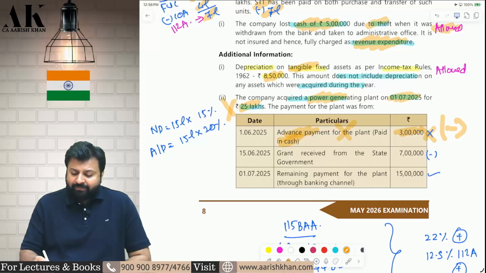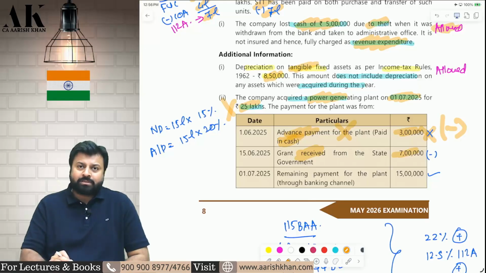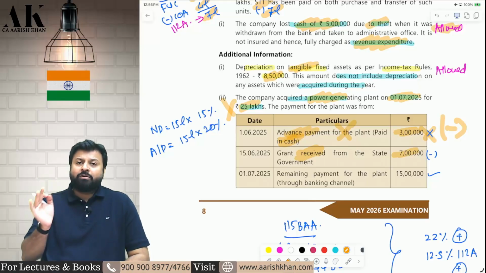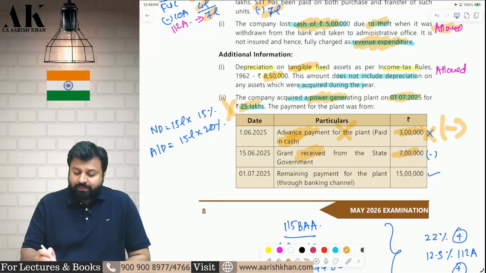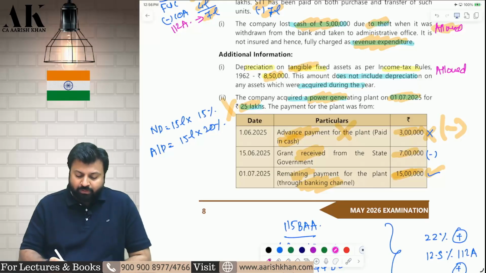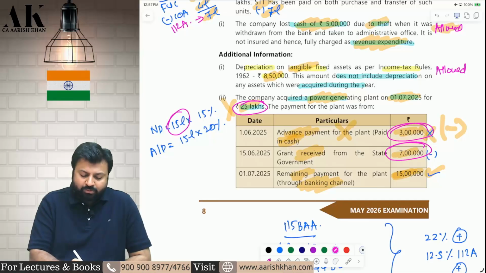Then out of this 25 lakhs, 7 lakh is given as a government grant. So government grant should also be reduced from actual cost, as per Explanation 10 to 43(1). Any amount which is met by any person should be reduced from actual cost as per Explanation 10 to 43(1). Then the remaining payment of 15 lakh rupees is made by cheque through banking channel. Therefore, this will be part of actual cost. So eventually what will be the actual cost? 25 lakhs minus 3 lakhs minus 7 lakhs. Therefore, the actual cost is only 15 lakhs.